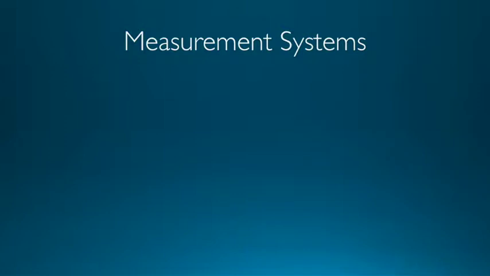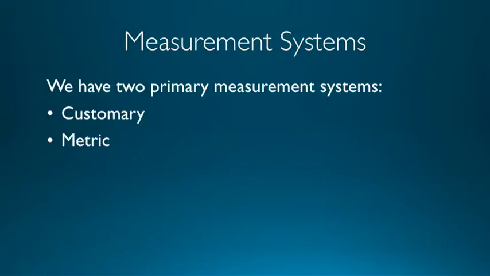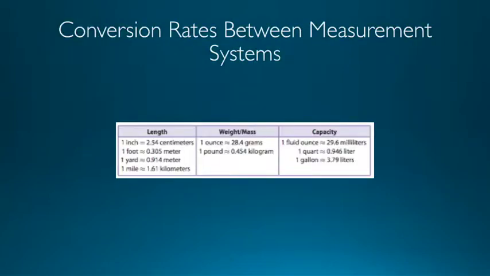Today we're going to continue our discussion on measurement systems. As you recall, we have two primary measurement systems. We have the customary measurement system, which is where we use feet, inches, yards, miles, and so on. And then we have the metric system, which uses meters, grams, liters. Today we're going to talk about how to convert between those two systems. So if I want to find out how many miles are in a kilometer, things like that, that's what we're going to talk about today.